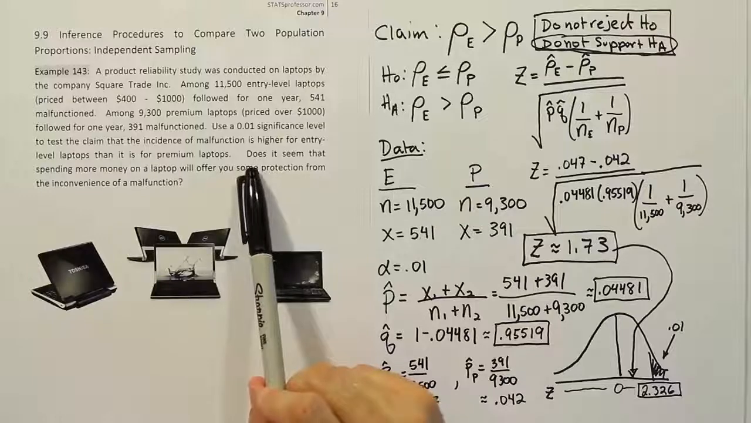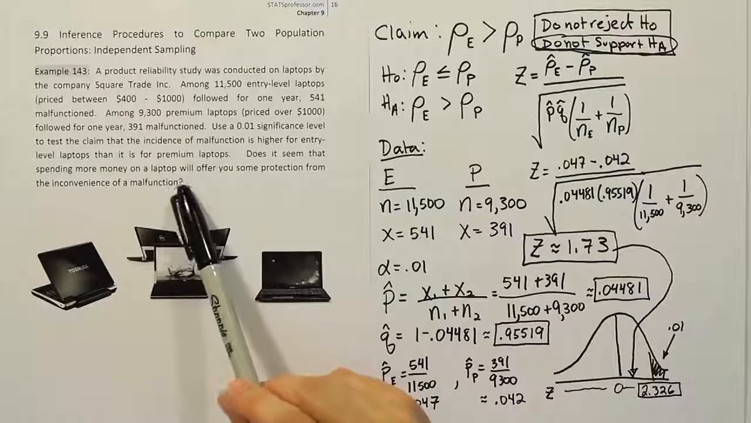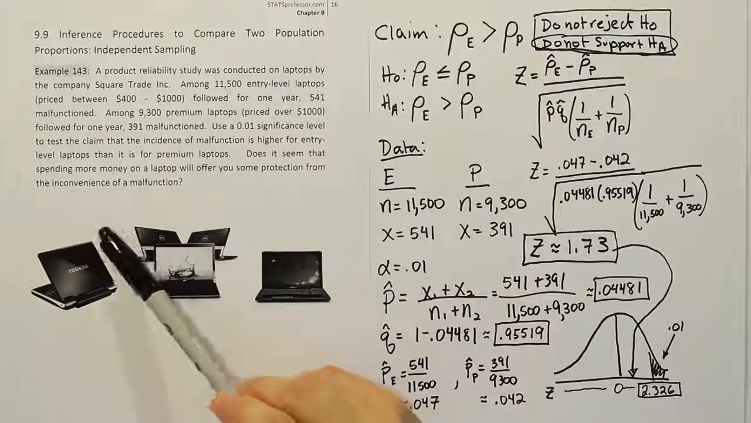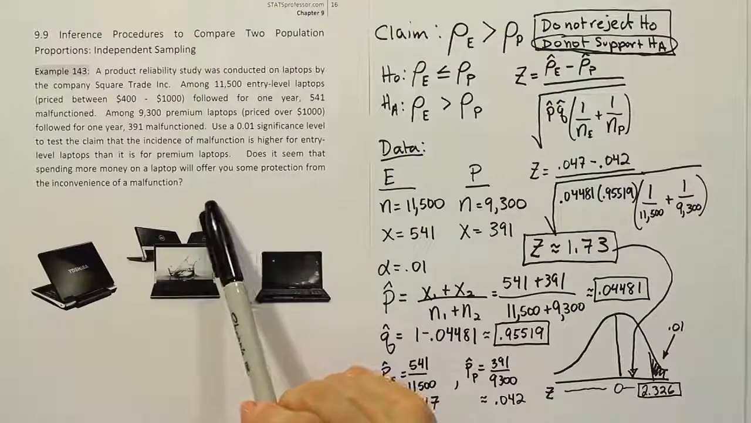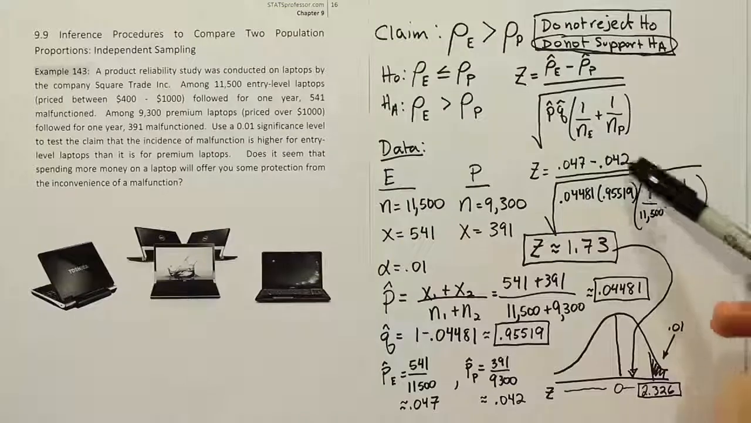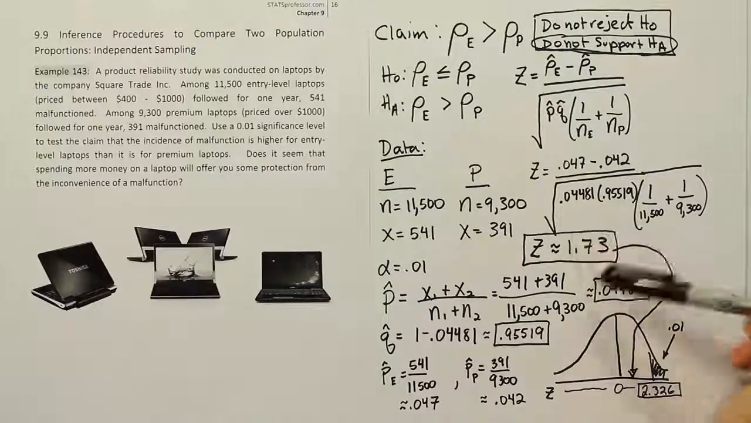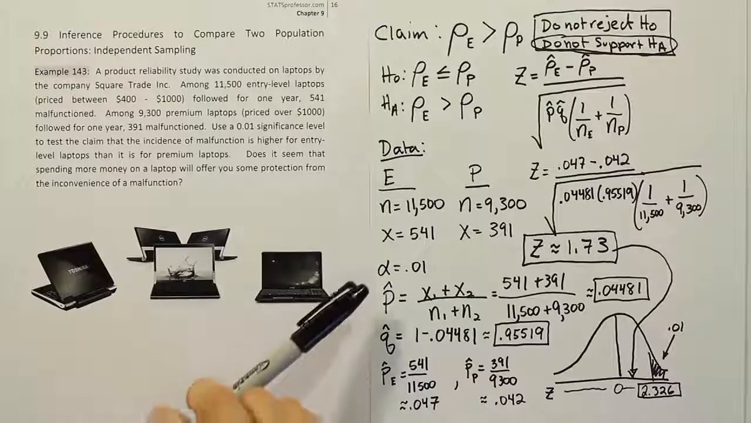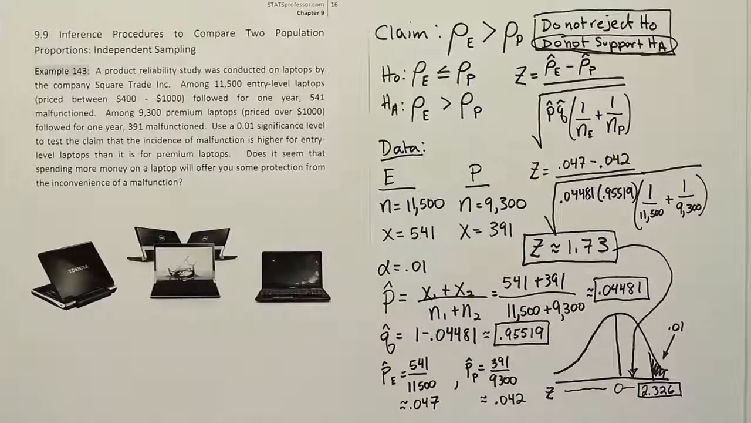So reading this last sentence, does it seem that spending more money on a laptop will offer you some protection from the inconvenience of a malfunction? It seems like not really. There's not a significant difference between the two. However, this test stat isn't super small. So the idea is, perhaps if we had used a different alpha, maybe we would have been able to say there was a significant difference.